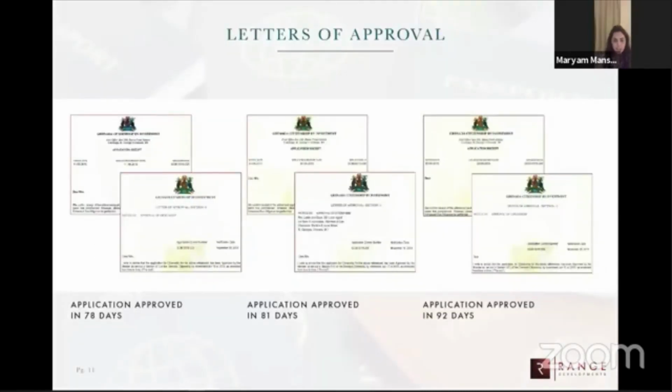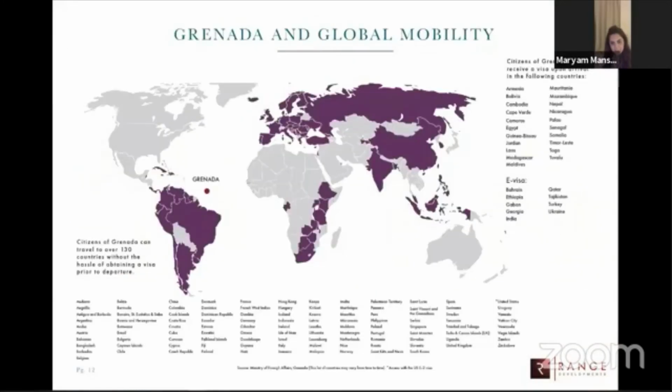And these are just some samples of the approvals that we've gotten: 78 days, 81 days, 92 days. So it's an extremely swift process. Visa-free access to the 140 countries that we mentioned, the majority of South America, obviously the European Union, as well as the UK being the highlight, as well as China. There's a limited number of countries in the world that have China visa-free access, and Grenada is one of them.